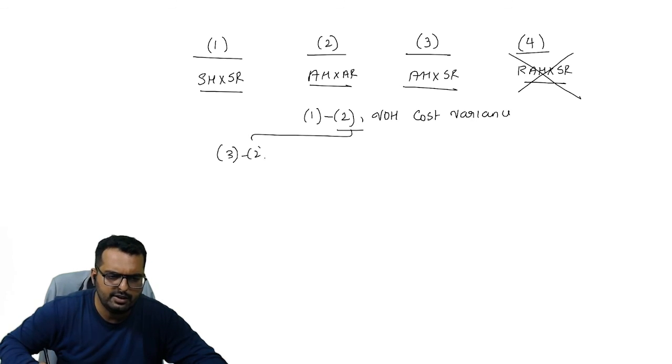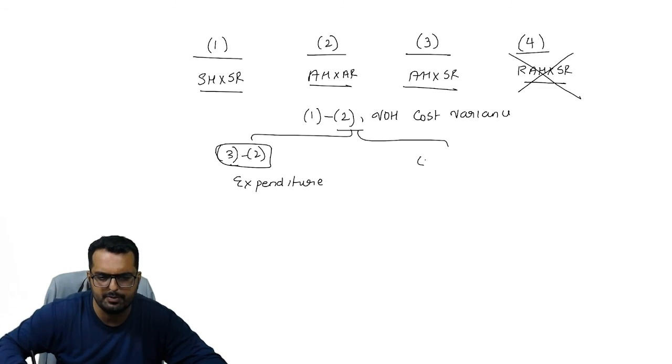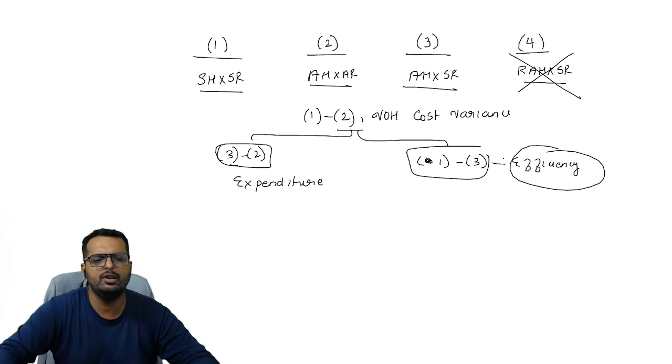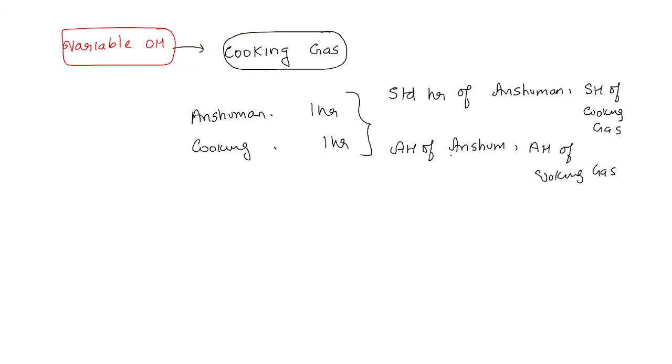Inside this, 3 minus 2 will be called as expenditure variance. There it was rate, here it is expenditure. Then it will be 1 minus 3. That will be called as what? Efficiency variance. Can you write down this and finish it off, friends? We are done with this with today's session. Exactly, Rishi. There is no multi-variable item.